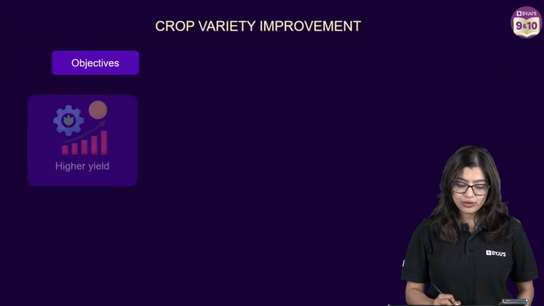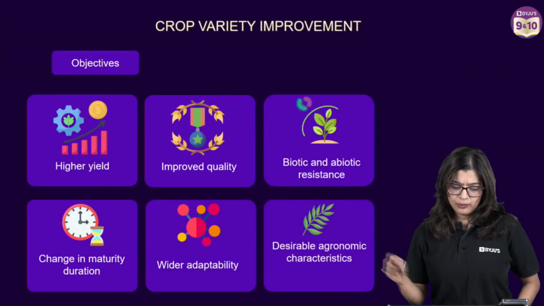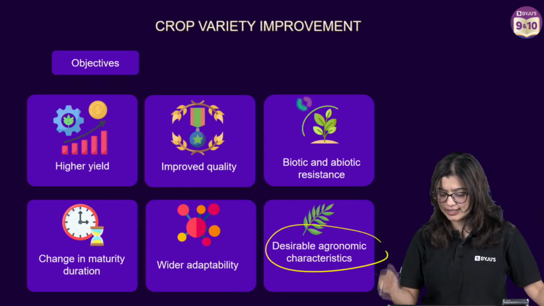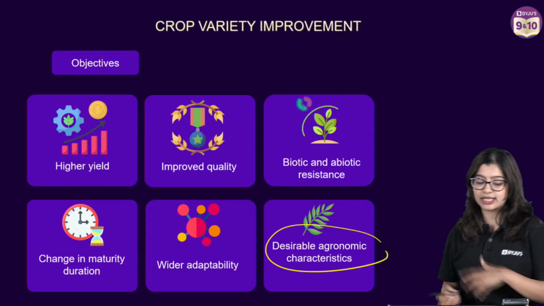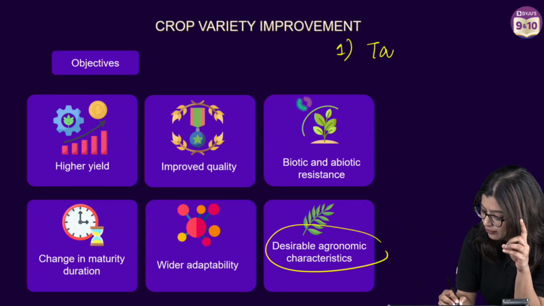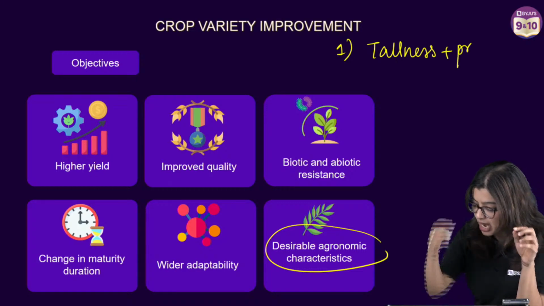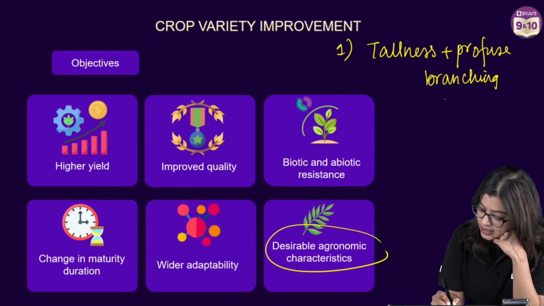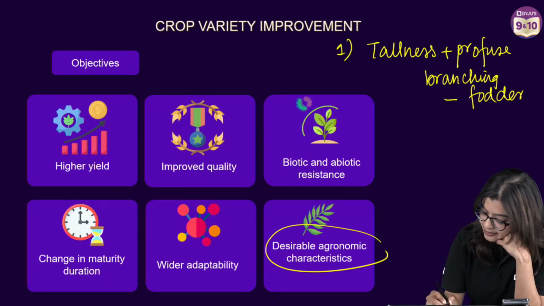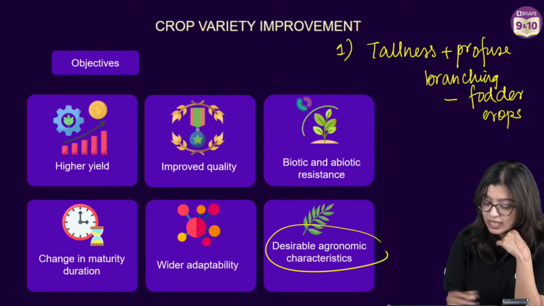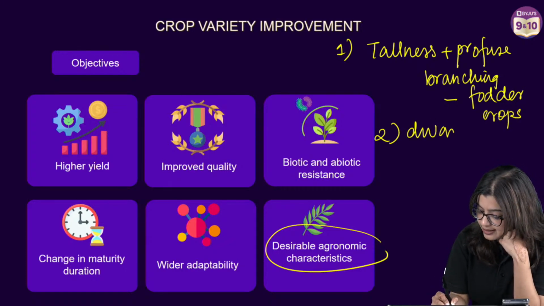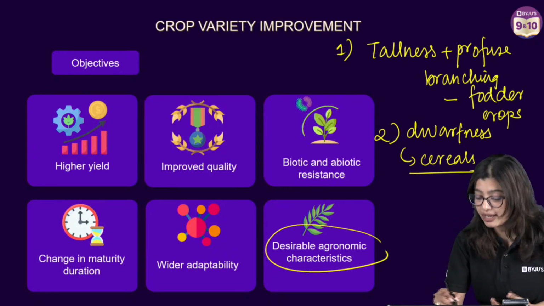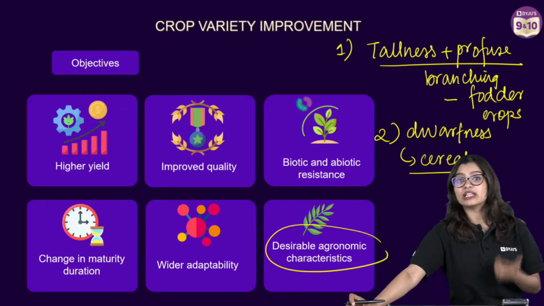So here specifically, when you talk about crop variety improvement, we know that there are various objectives, right? And one may be desirable agronomic characteristics. Now, what are desirable agronomic characteristics? There are 2. One, we see that tallness and profuse branching is preferred for fodder crops, right? This is one desirable one. Similarly, dwarfness is a characteristic we prefer in cereals. So in order to achieve this, we aim for improving the variety.